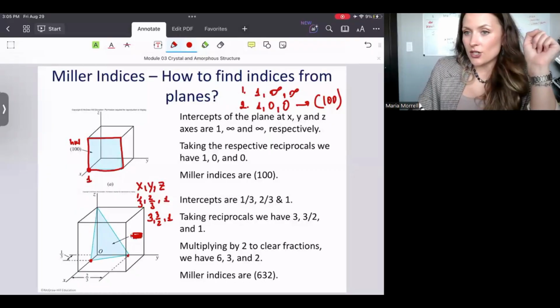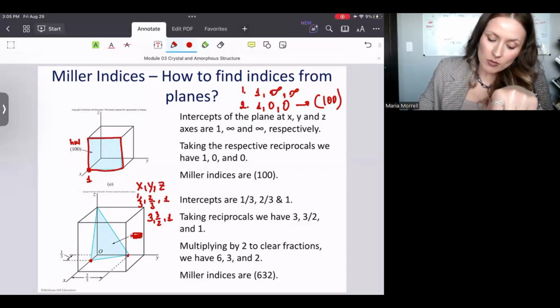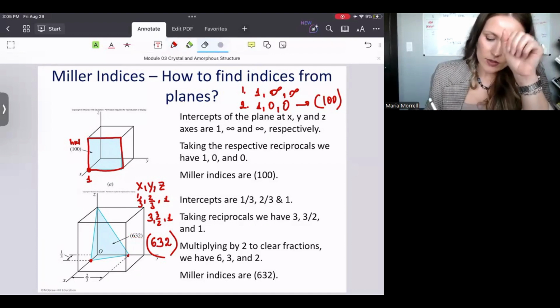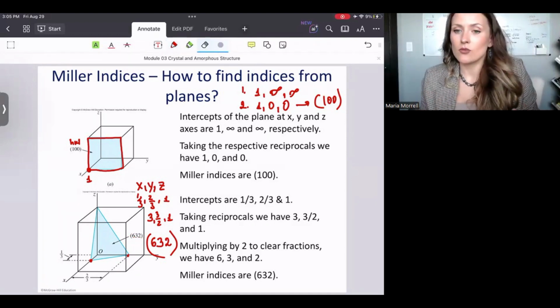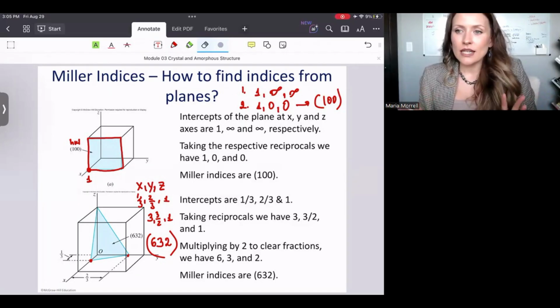Now I'm looking at fractions. To clear those fractions, I will have to multiply by 2, meaning I'm left with 6, 3, and 2, right? In round brackets. And then let me uncover it here, and then this is how we came up with this answer. It should be relatively straightforward. It should be relatively easy.